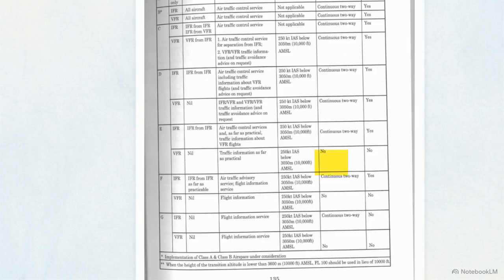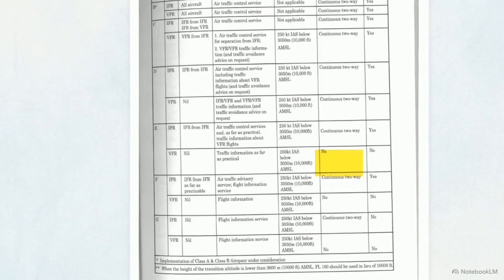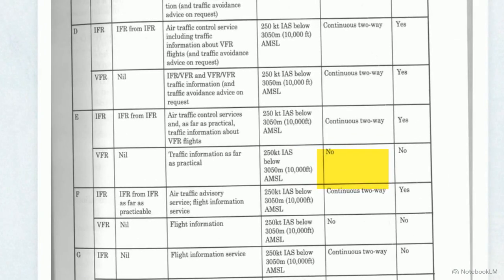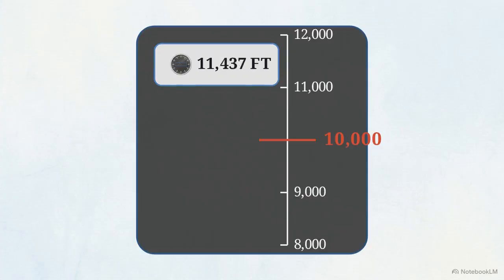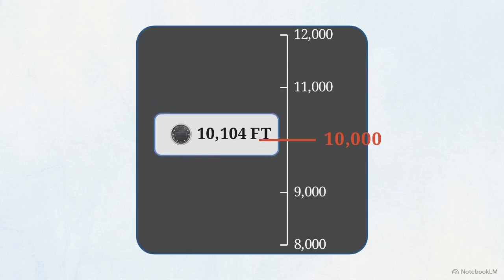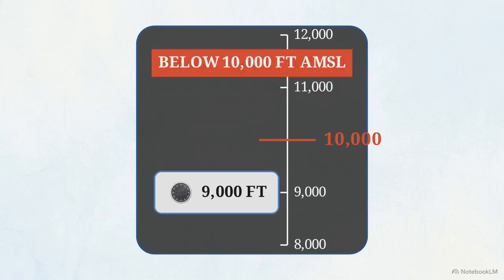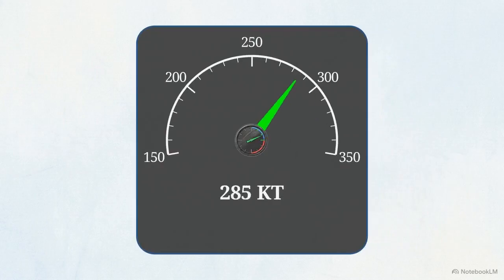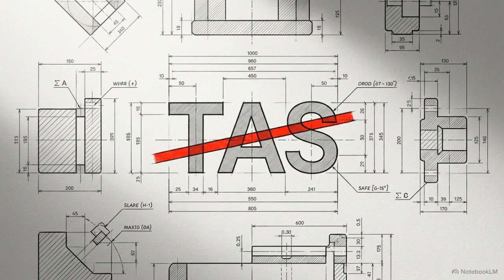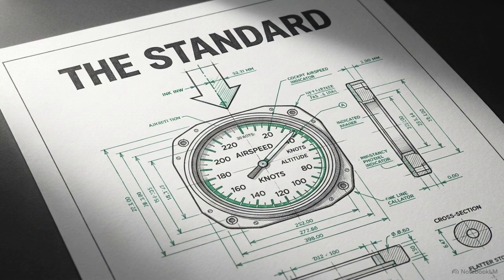Finally, compare Class D to Class E. While both permit VFR, Class E drops the requirement for a continuous two-way radio for VFR flights. Unless specifically authorized, any flight operating below 10,000 feet above mean sea level in these classes is restricted to 250 knots indicated airspeed. Pay close attention to the phrasing. The DGCA exam will attempt to trick you with true airspeed. The regulatory limit is always indicated airspeed, or IAS.